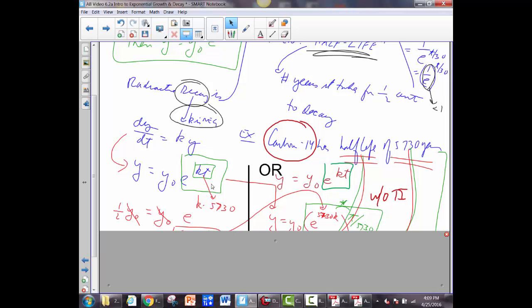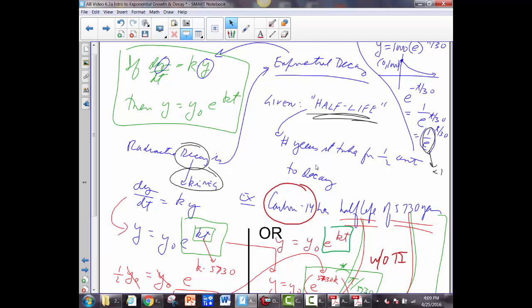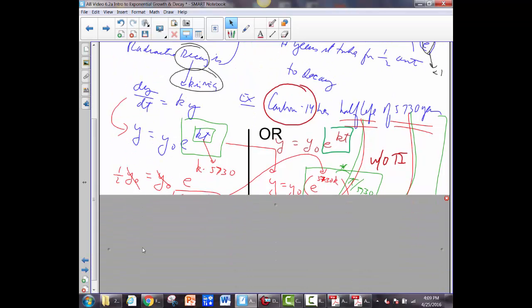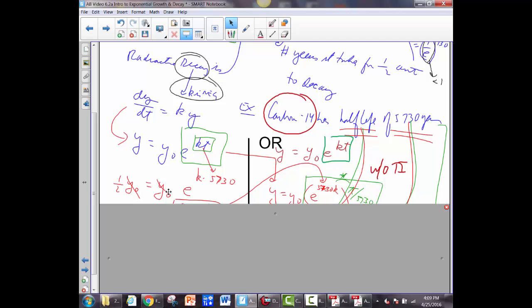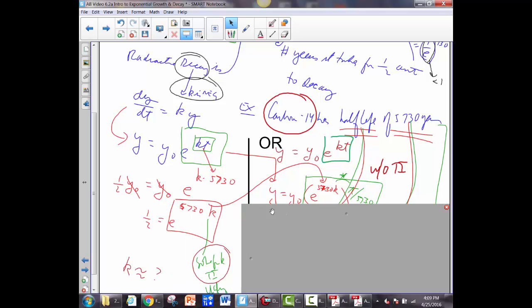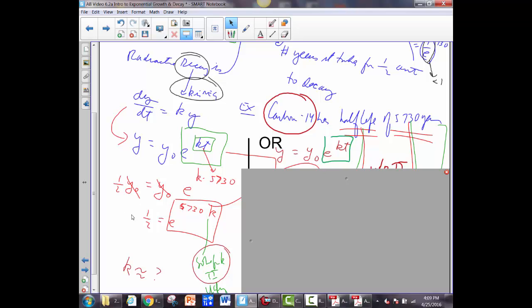Now, what is the initial amount? Well, here's the deal. It says it takes 5,730 years for half of the amount to decay. So if you set y0 as your initial amount, you replace t by 5,730 years, you know that 5,730 years later, you will have half as much left as you started with. So if you started with y0, you'll have half as much left. Well, I can divide both sides by y0, and I get 1 half equals e to the 5730k.